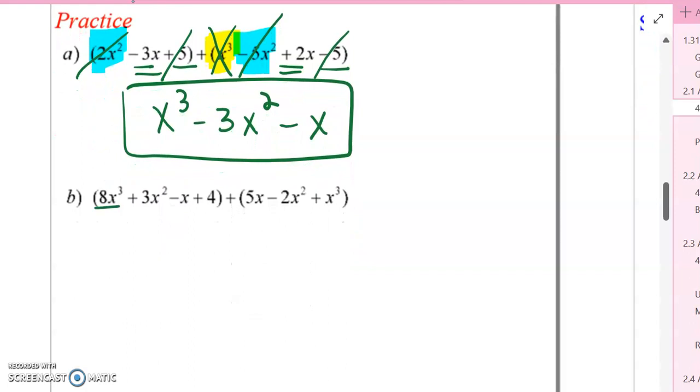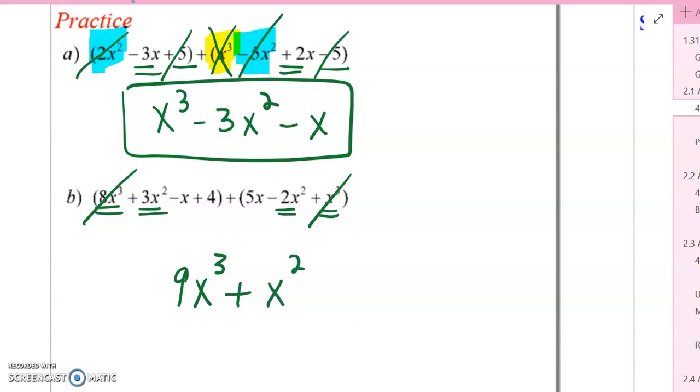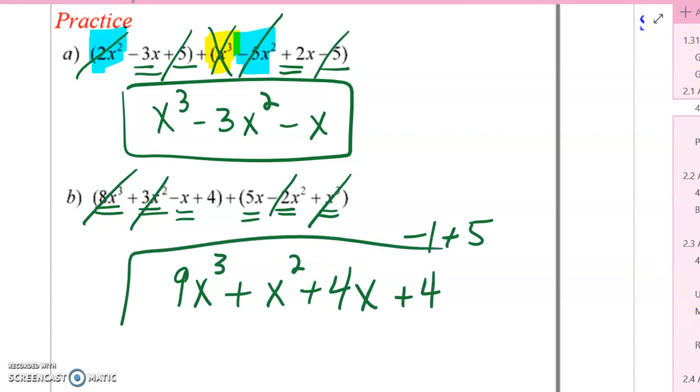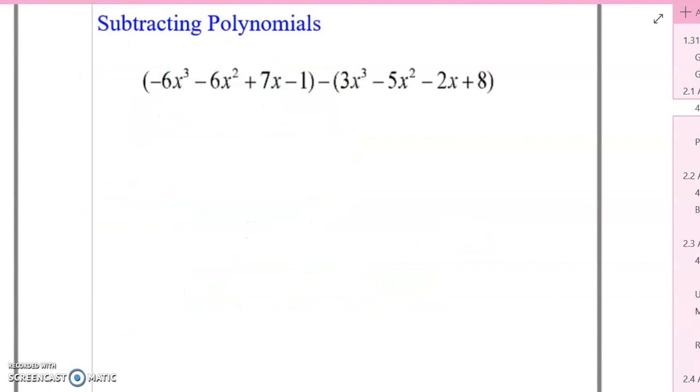And on the next one, 8 plus 1 is 9, and 3 plus a -2 is 1x squared. You could put a 1 there. I did not. And then I have negative, so it's -1 plus 5 is 4x. And then my only constant in the problem is a 4. Okay? And now we have subtraction.